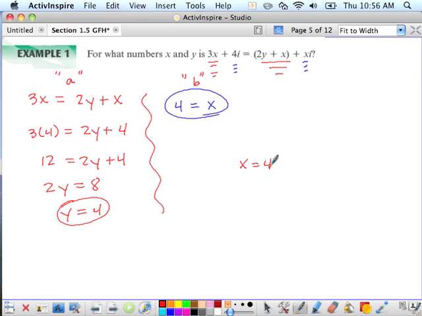So use the x value that the imaginary side gives you in the real side. So you just set the a's equal to the a's, the b's equal to the b's, and then you solve for x and y.